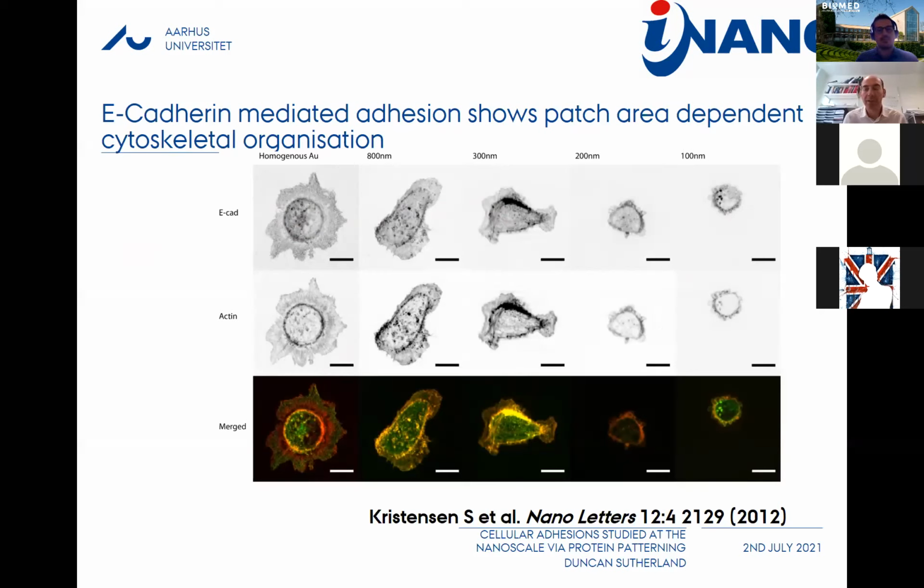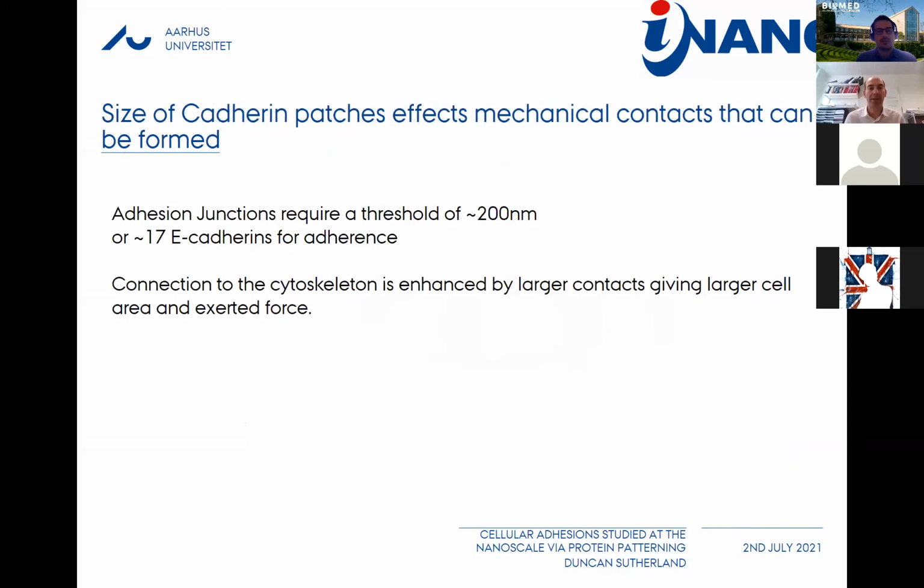So the summary of this is that you have a threshold behavior in the adhesion formation, and that you need up to maybe 17 E-cadherins in order to get an adhesion to form. So that's looking at ECAD and adherens junctions.